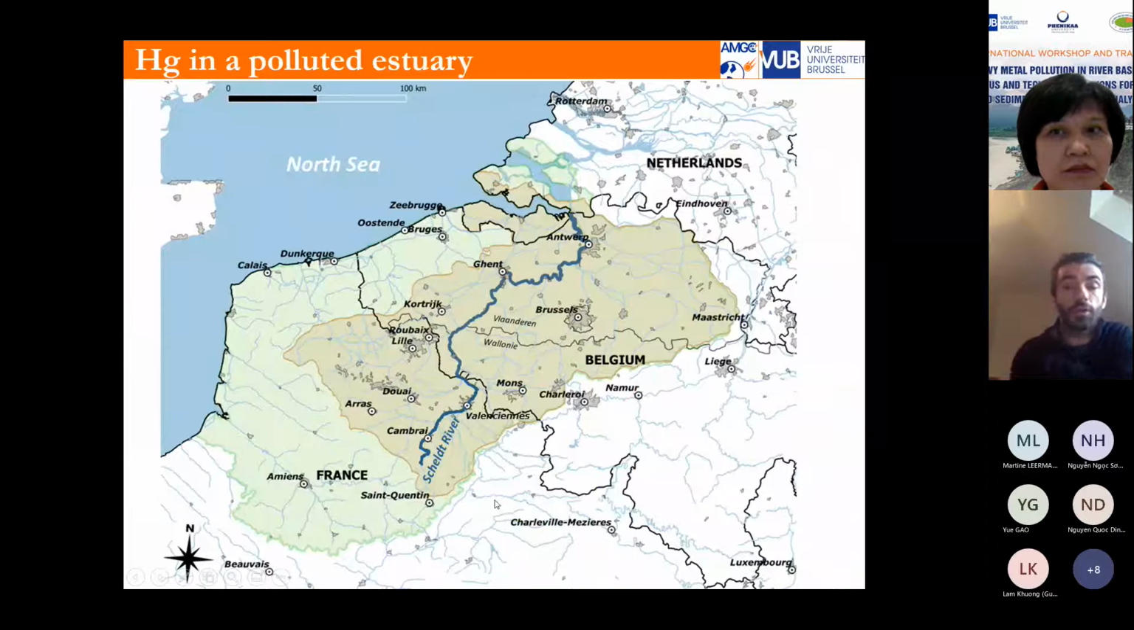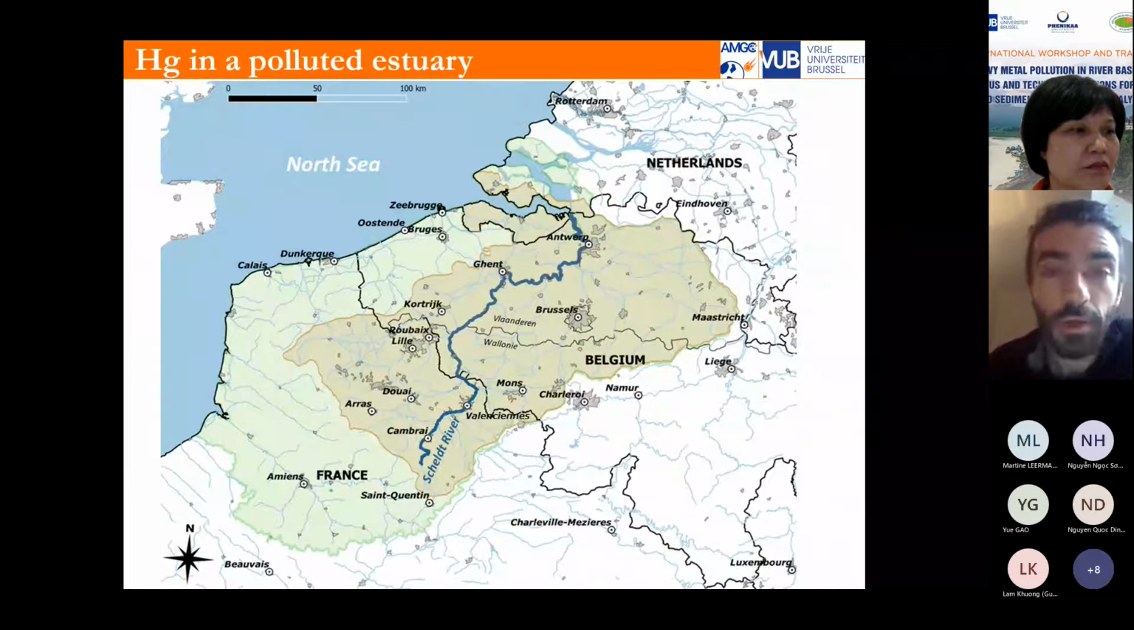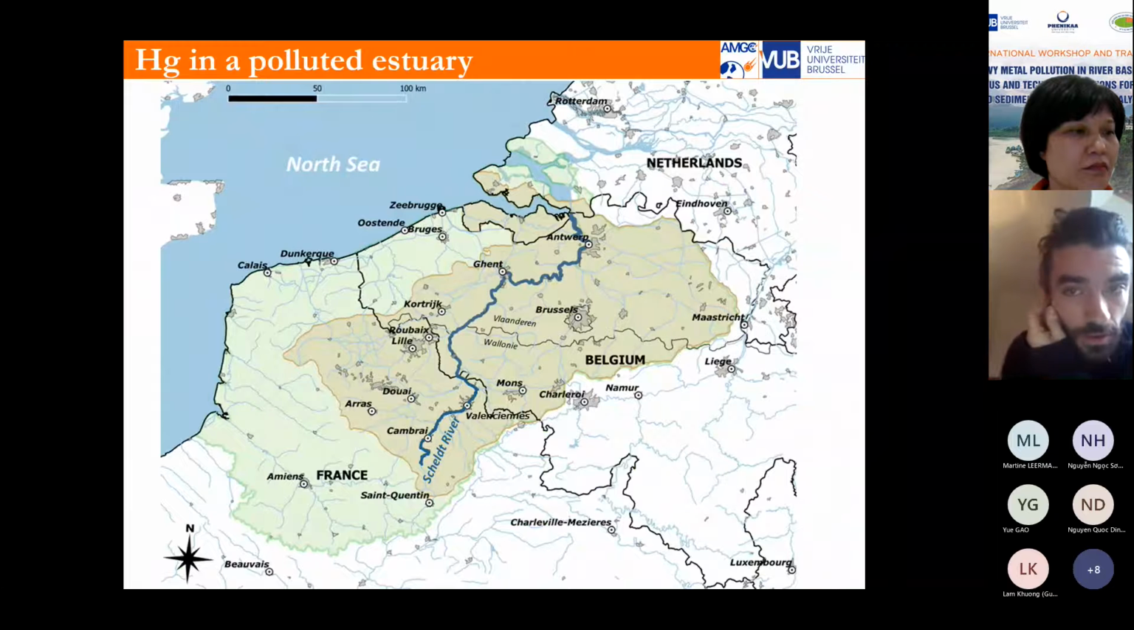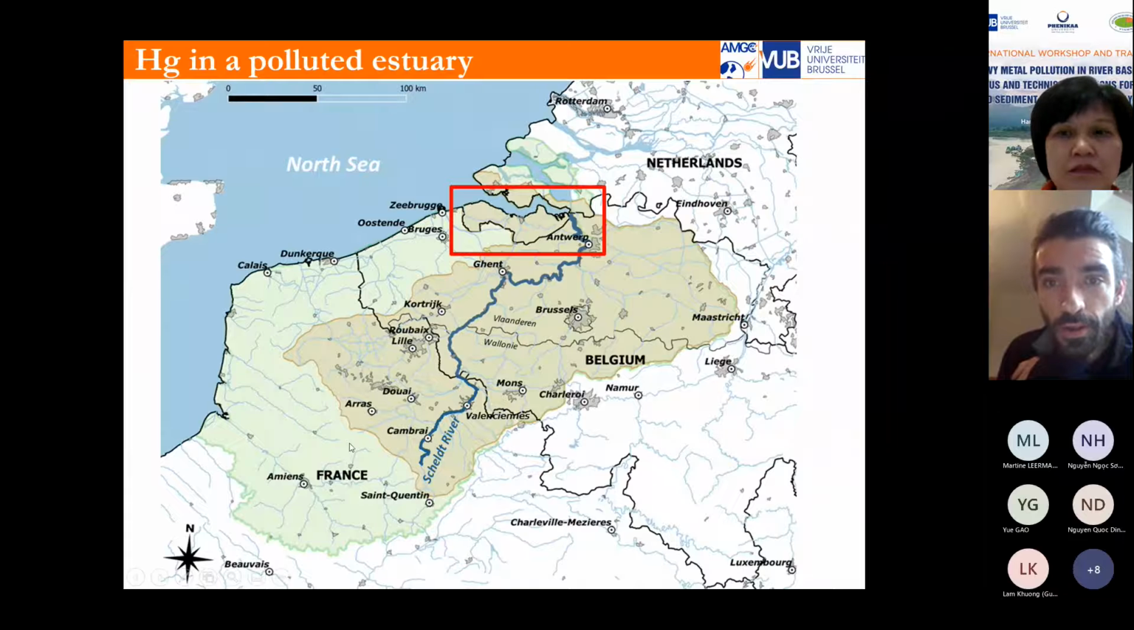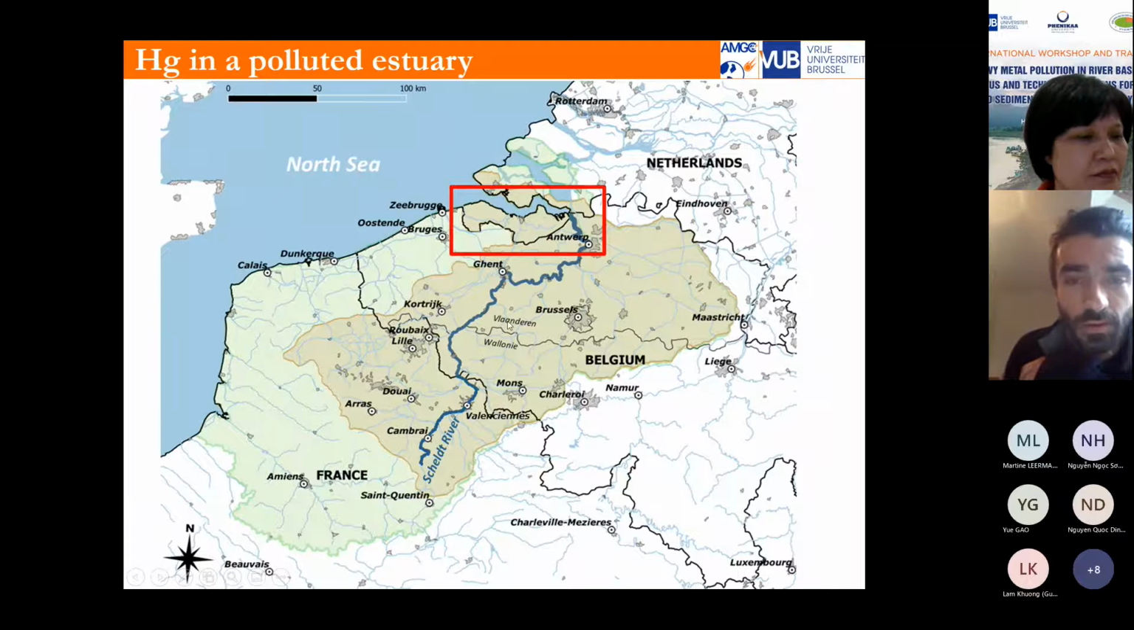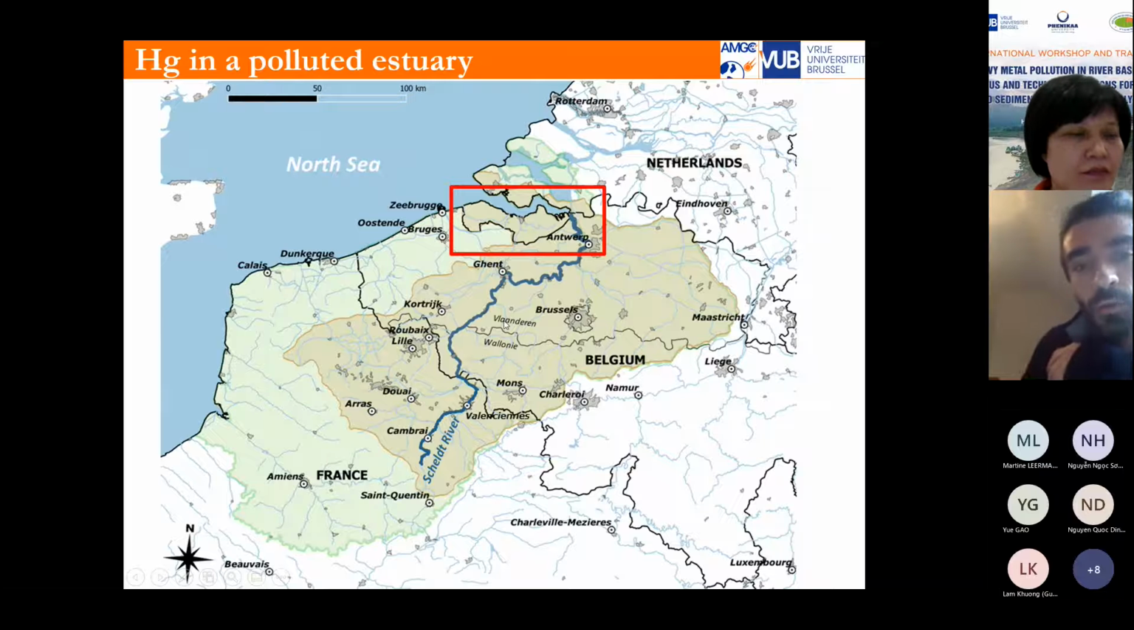So now I'm going to talk about some results we got from an estuary, as I said, the Scheldt estuary. We focused on this area, which is actually at the border between Belgium and the Netherlands. And this is quite a big basin. The drainage basin of the Scheldt estuary is about, I think, 20,000 square kilometers. It has a length of about 360 kilometers. And this river goes through a lot of agricultural, urbanized and industrial areas, especially in Antwerp.